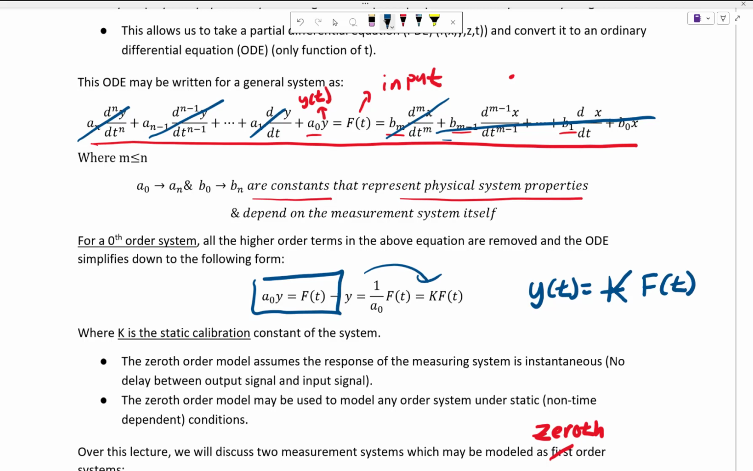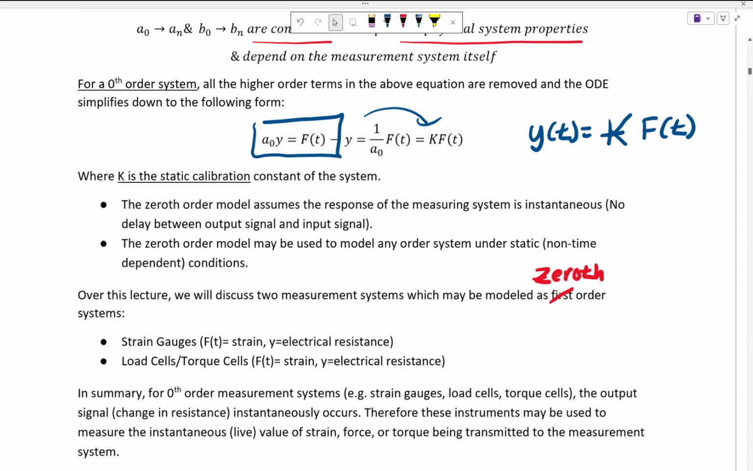The nice thing about zeroth order systems is that they have instantaneous output. There's no delay between the input signal and the output signal. And we can use this model to analyze any measurement system, it doesn't matter if it's first order, second order, or zeroth order, under static conditions. So if we have a non-changing input, we can use the zeroth order model to determine at least our initial calibration constant.